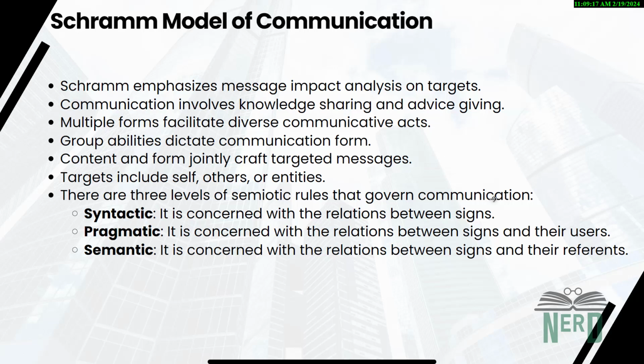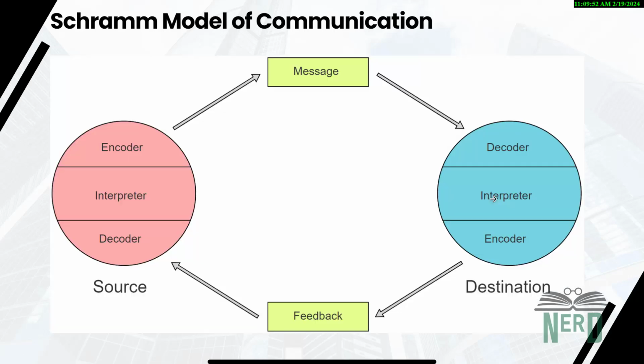So that is about the Shannon model of communication. Remember, there are three levels. One is syntactic, then pragmatic, and at the end semantic. So you can understand we have the source, which encodes the message and then sends it to the destination, where there will be a decoder. Then he will interpret what the message has been saying. Then he will encode it and send it back through the feedback, and it will be received back by the sender. So that's how you communicate. So you'll understand through the picture what the Shannon model of communication is.